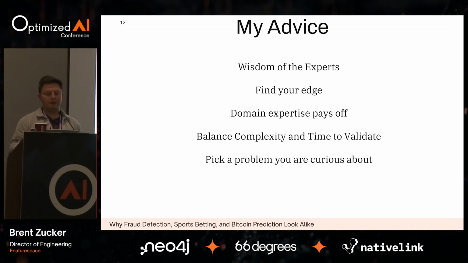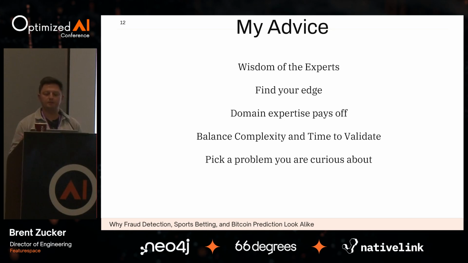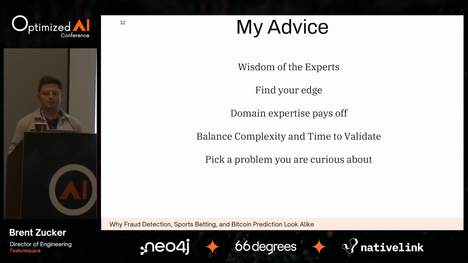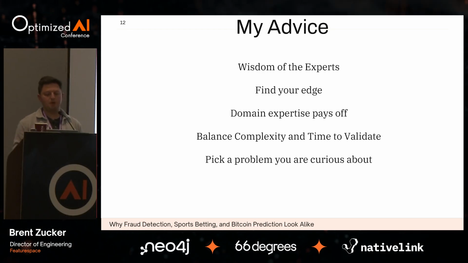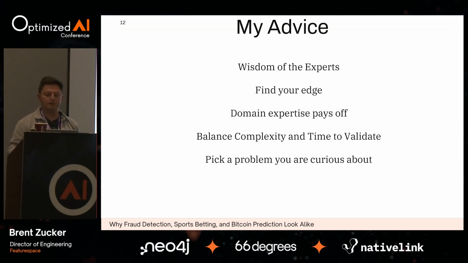And then balance complexity and time to validate. So this is coming from an innovation perspective. You're best off when you could iterate frequently. If it takes you a year to do your POC, something's probably wrong there. How can you reduce the complexity and scope to where you could incrementally see the fruits of your labor, and then take that feedback and iterate.